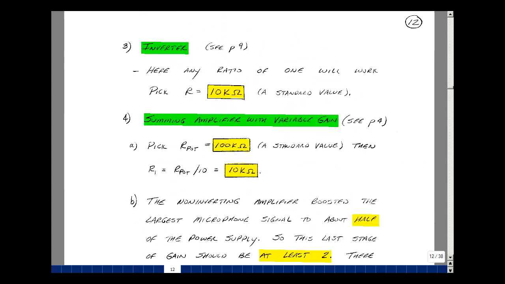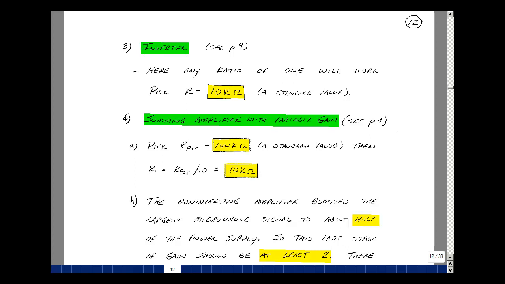Next, let's pick the resistors for the inverter that was shown on page 9. Here the ratio of output to input is equal to -1, so we need to have 2 equal valued resistors. Here we can pick anything. Let's pick again something between 1k and 1 megohm. I'll pick 10k because it's a standard resistor value in our parts cabinet.